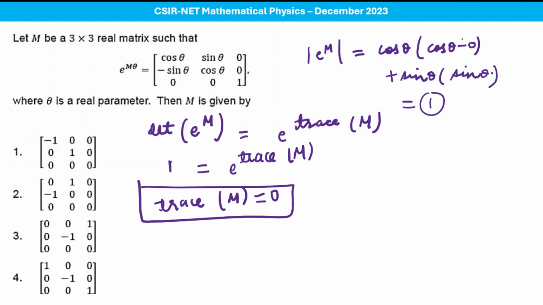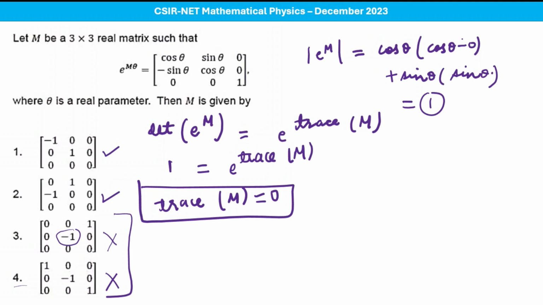So now look at the options. The matrix M should have trace 0. In option 1, the trace of the matrix is minus 1 plus 0... it gives you 0. So yes, it can be our answer. In option 2, the trace is 0. It can also be our answer. In option 3, the trace is minus 1, so it is not the answer. And in the fourth option, the trace is 1, so it is also not the answer. So 3 and 4 are eliminated. Now we have to check only for option 1 and option 2.